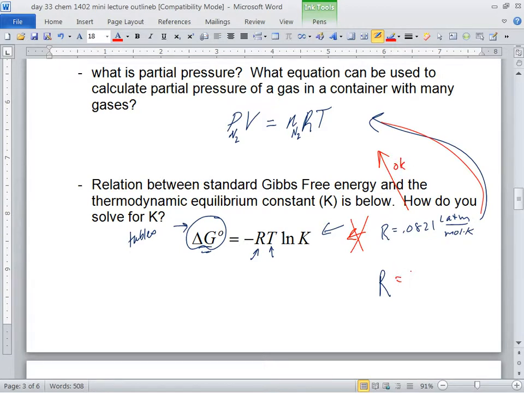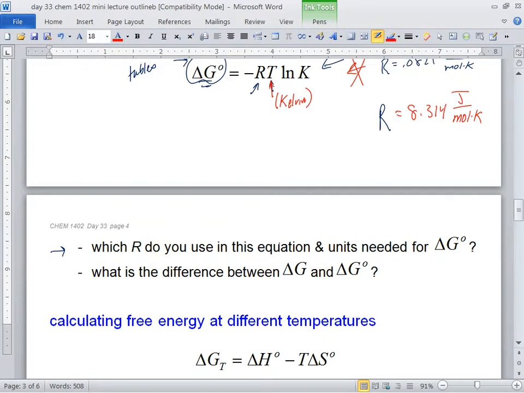I don't think we've ever used this R. 8.314. What's the unit? Joules per mole Kelvin. This is the one you got to use. So you use this one, you get your answer in joules, right? Because the kelvins are going to cancel. Really, your answer is in joules per mole, because the kelvins would cancel. Make sure T's in Kelvin, and you'll be okay. Okay. So we got that part.